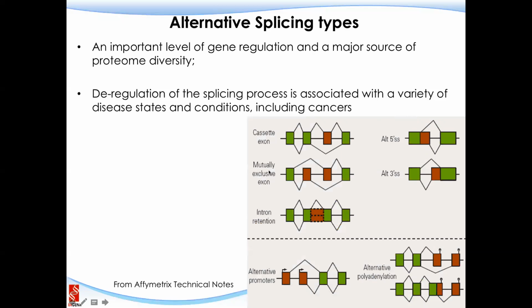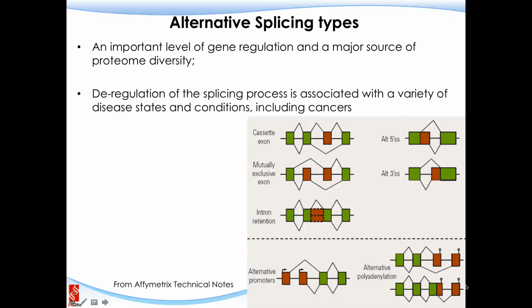The second is the mutually exclusive exon. The final products of this gene are only two transcripts, and the two exons are mutually exclusive in the two transcripts. Another one is named intron retention, where the intron is still present in some of the final mature mRNA. It can also be altered 5' splicing site, altered 3' splicing site, and some other mechanisms include alternative promoters and alternative poly A.